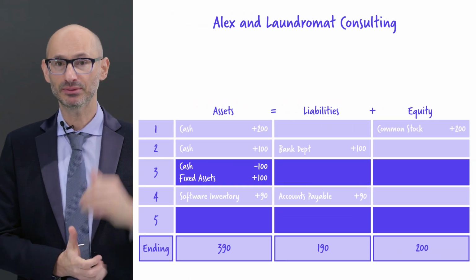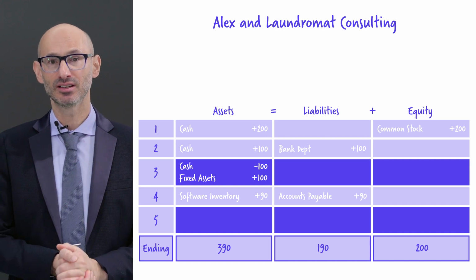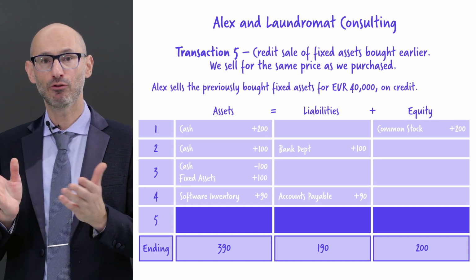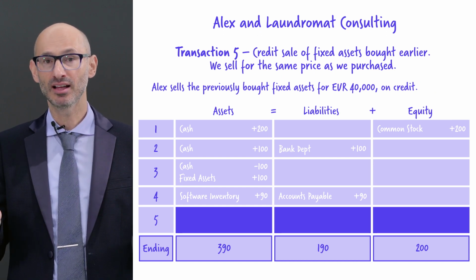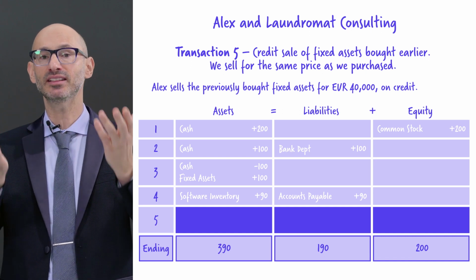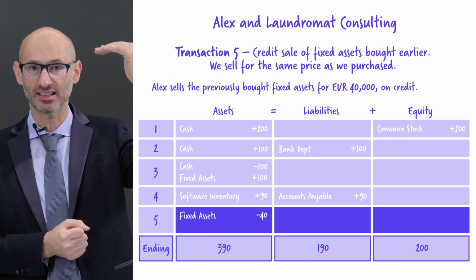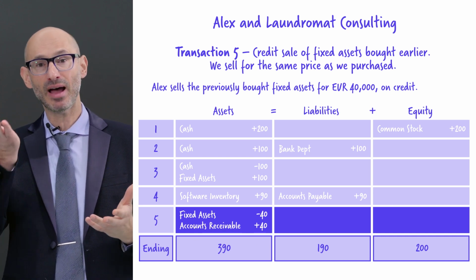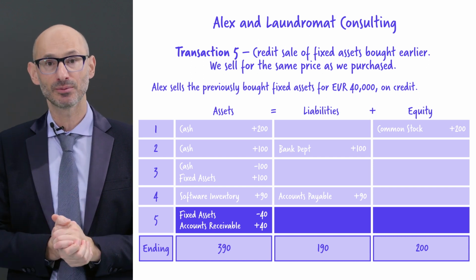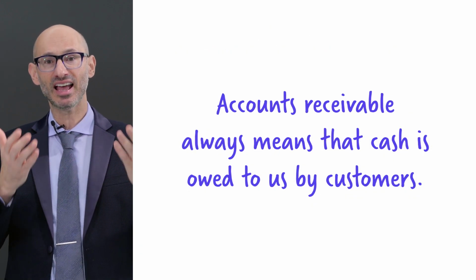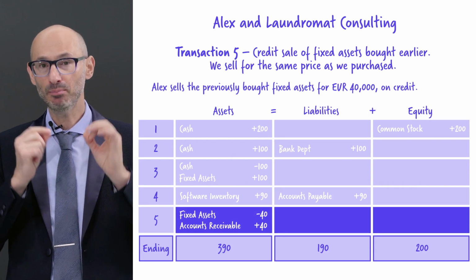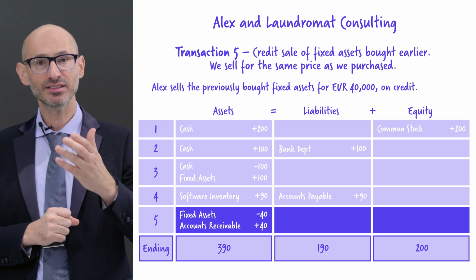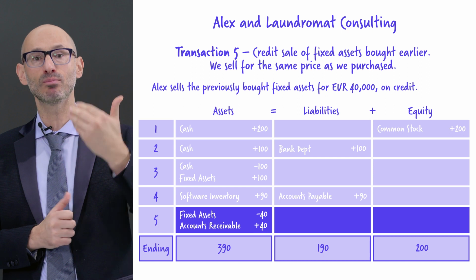If you remember in step 3, we had purchased some fixed assets. Alex realizes that he has purchased too much, hence sells part of it. $40,000 of fixed assets are sold, and customers agree to pay Alex within 90 days. We reduce our fixed assets balance by $40,000, and at the same time, we increase the accounts receivable balance by another $40,000. Accounts receivable always means that cash is owed to us by customers. Please note that in this transaction, we are neither richer nor poorer, given that we sold the fixed assets at the same price as we bought them.